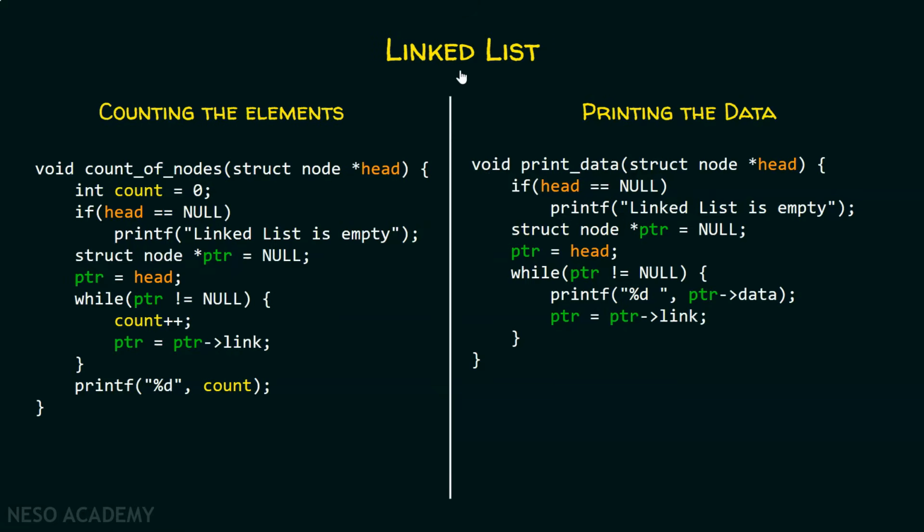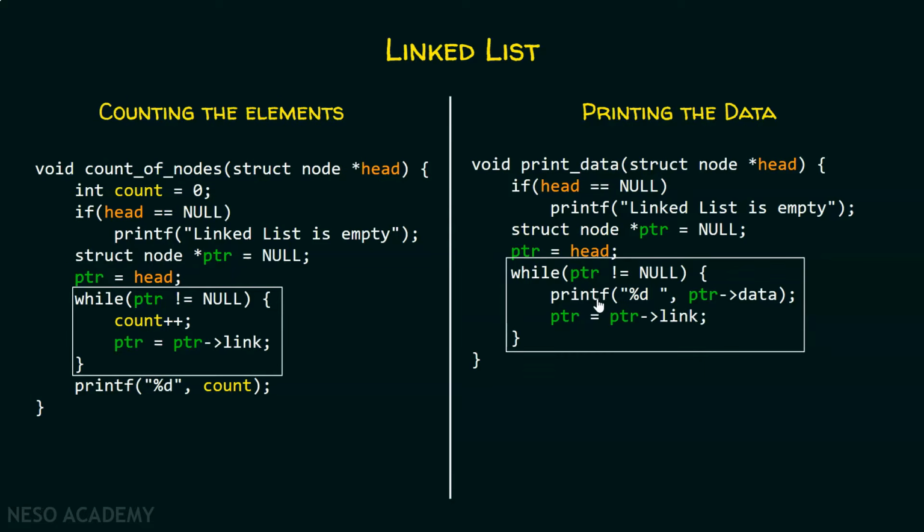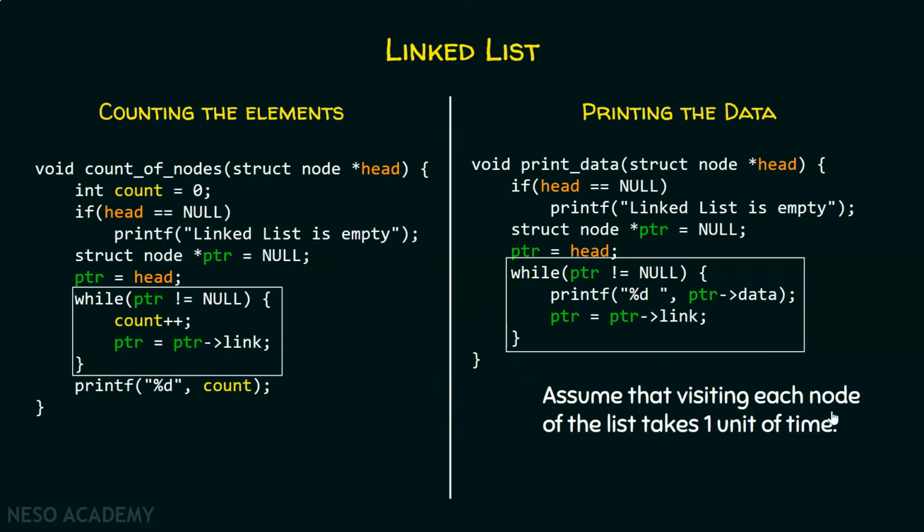Here you can see in case of linked list, these are the two codes I have taken. One is counting the elements and the other one is printing the data. Both of them are applications of traversing the list. Here you can see this while loop and this while loop. They are the most important part of the code because these two are doing the work of traversing the list. Let us assume that visiting each node of the list takes 1 unit of time. We are traversing the list and we are assuming here that each node takes 1 unit of time.